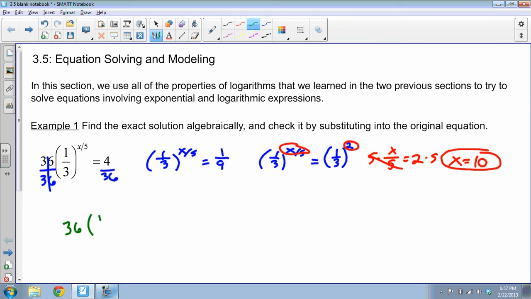I'm going to plug it in on the left side here, and I'm going to work with the left side until I end up with what the right side is. Okay, so if I just plug 10 in, this is what I have. So the first thing I would do here is divide in my exponent. 10 divided by 5 is 2. Then I know what 1/3 squared is. 1/3 squared happens to be 1/9. And 36 times 1/9 is 4, which is what we were trying to get. So we are right that x equals 10.